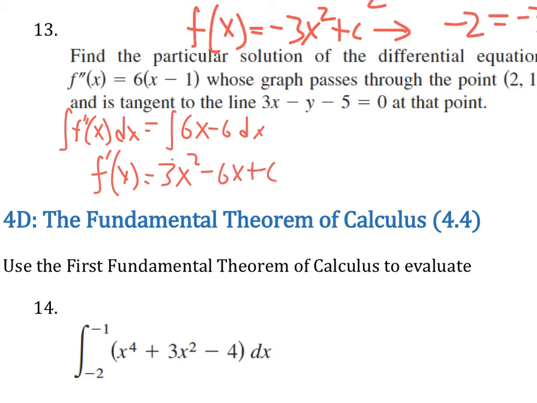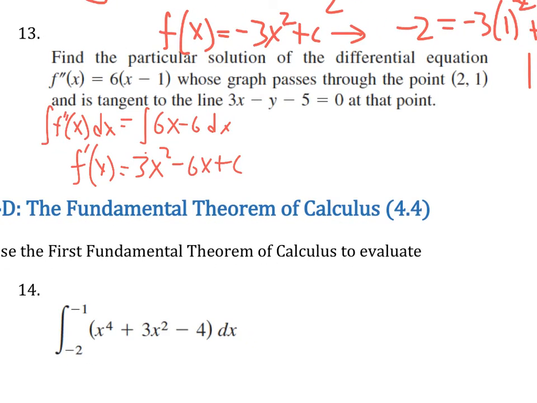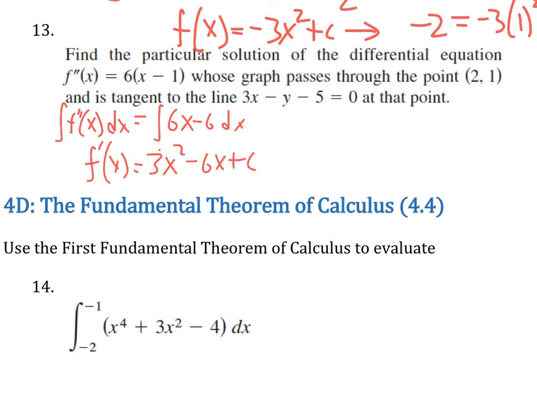Now we know that this goes through this point. So this is an x, f of x. What this is telling us here is that f of 2 is 1. And at that point, when x is 2, we have this line. So it is tangent to this line here. This is the tangent line, okay?